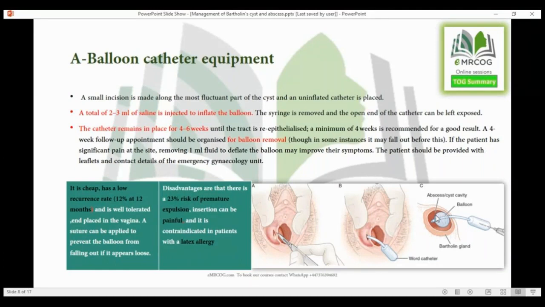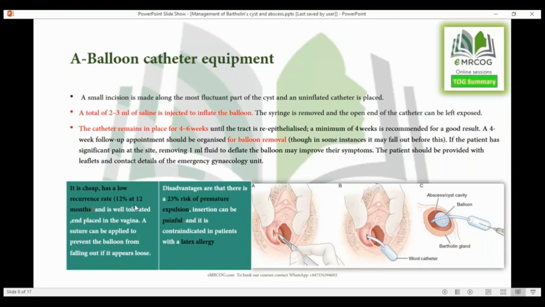Okay, so what are the advantages of this method? First of all, it's cheap. It has a low recurrence rate, which I think is good for an SBA, 12% at 12 months. It's very well tolerated. You can even fix it if you feel that it's movable, or the patient is telling you, I'm feeling that it will slip. You can apply one or two sutures to fix it.